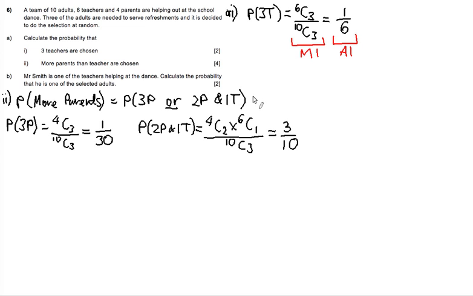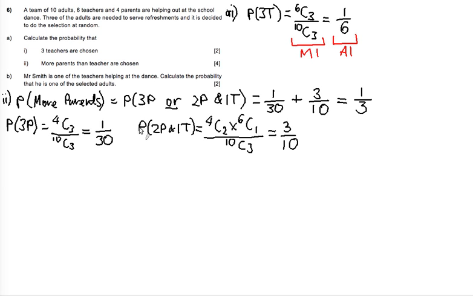Okay, so I can just finish off the line at the top here now. Probability of getting 3 parents or 2 parents and 1 teacher. Well, because it's "or", what we're going to do is add these probabilities. So it's going to be the sum of 1/30 plus 3/10. And when I put this in my calculator and work it out, what we get is an answer of 1/3.